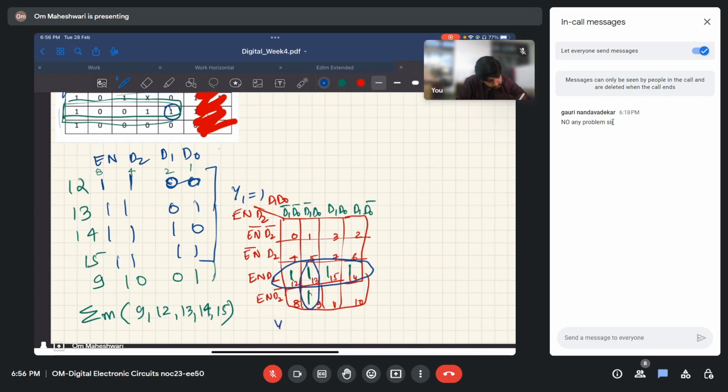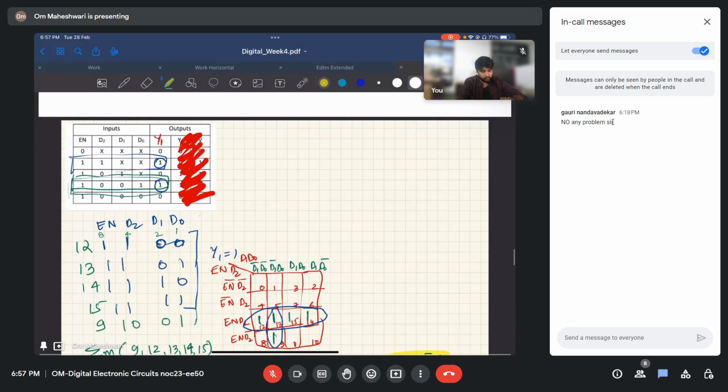So it is y1 equals to En D2 plus what is this? En D1 D1 bar D0. Okay, so it is what? En D1, sorry, D2 plus D1 bar D0. This is y1. So this is our final expression for y1.